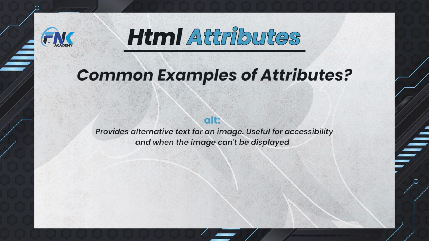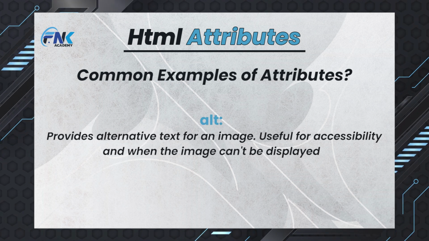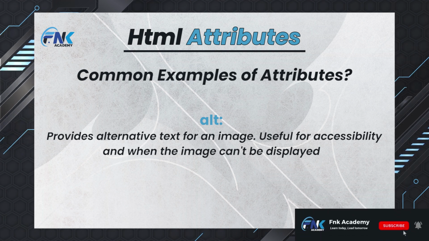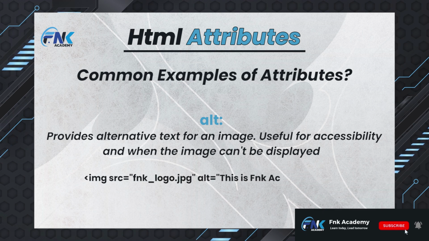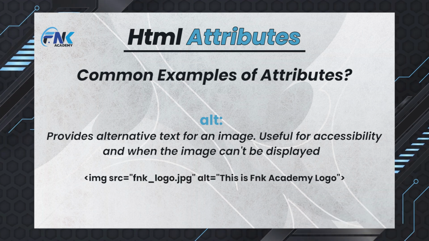Number 7. Alt attribute, which provides alternative text for an image. It is useful for accessibility and when the image can't be displayed. The following example will show, this is FNK Academy logo text, in case the image fails to display.